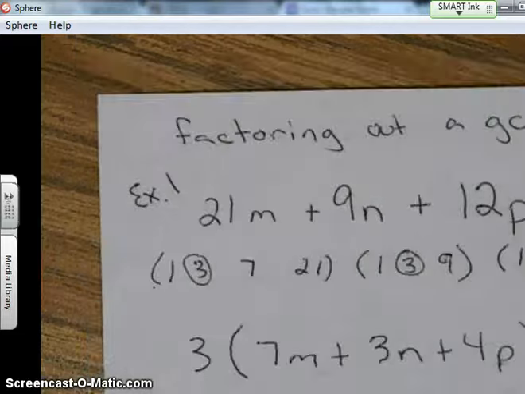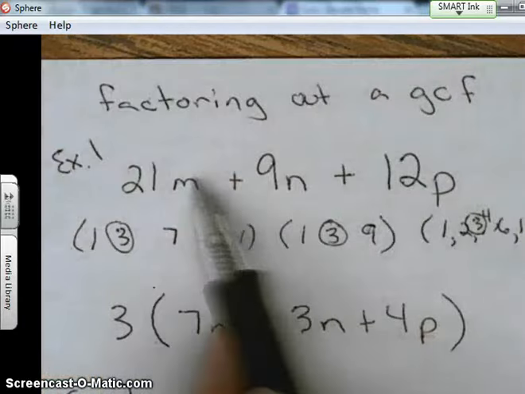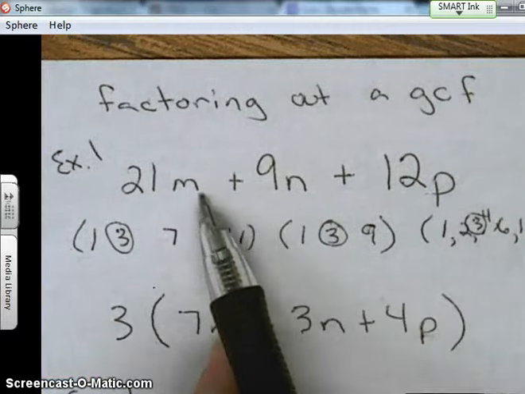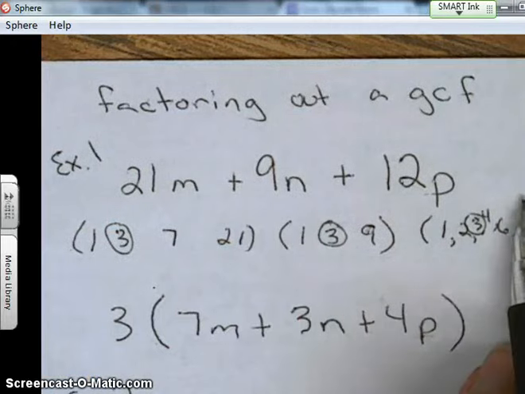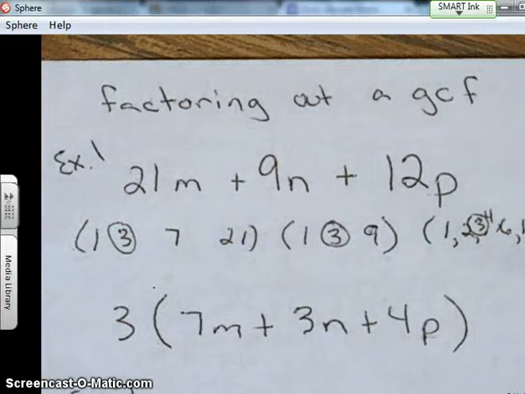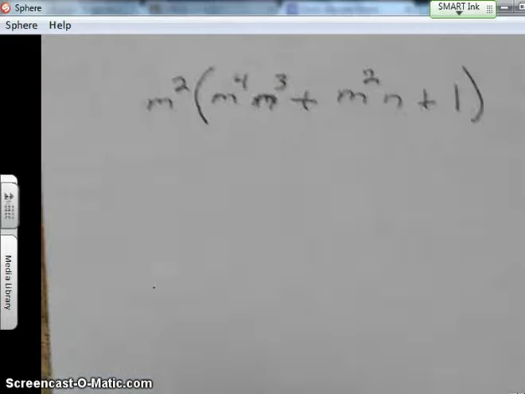So in the previous example, they had no letters in common, so we didn't factor out any letters, any variables. Okay, let's take a look at the next example.